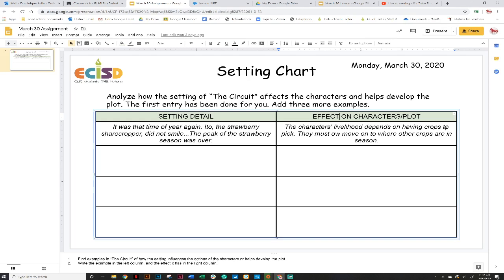So again, you're going to do 3 more examples. This is what you're going to turn in to me if you're doing the digital version. If you're doing it on paper, take a picture and submit that as well.